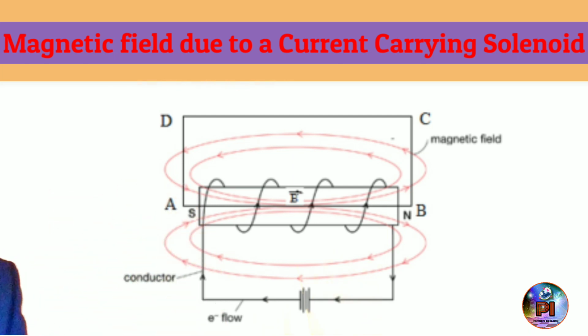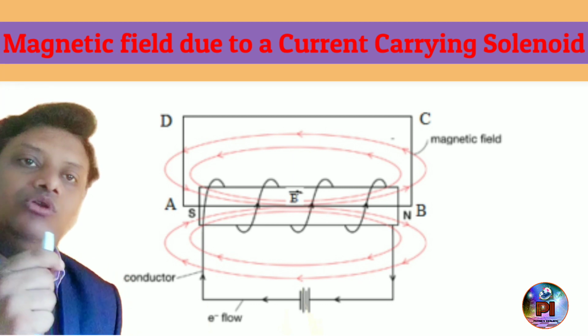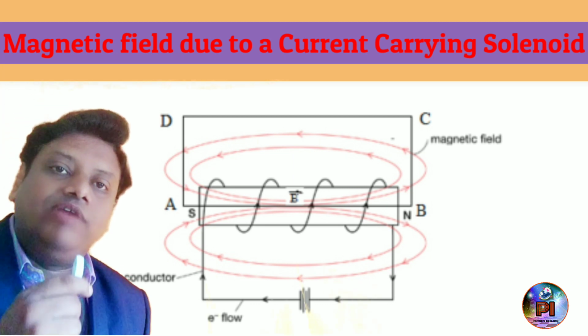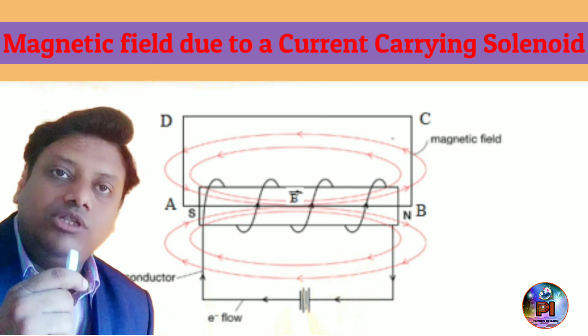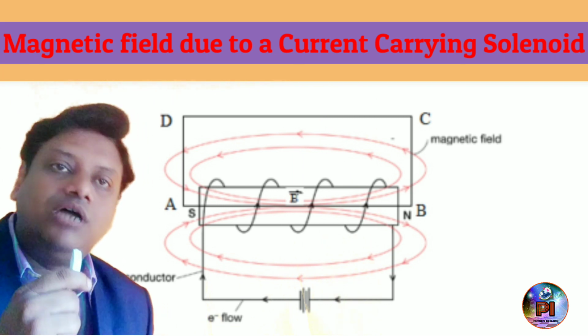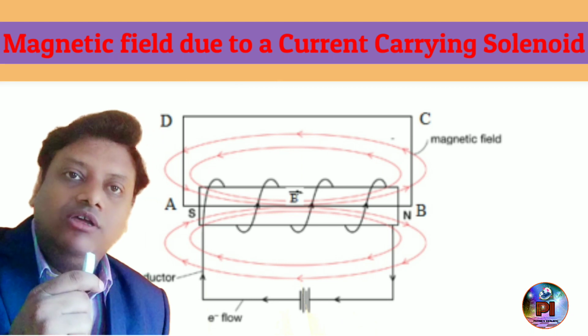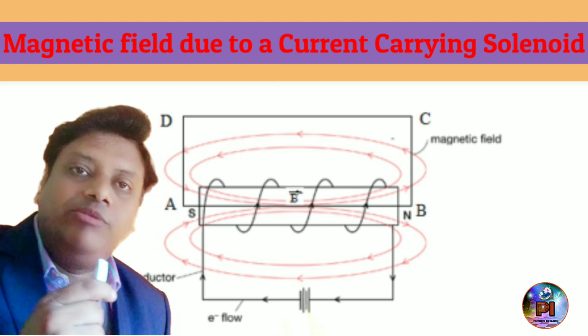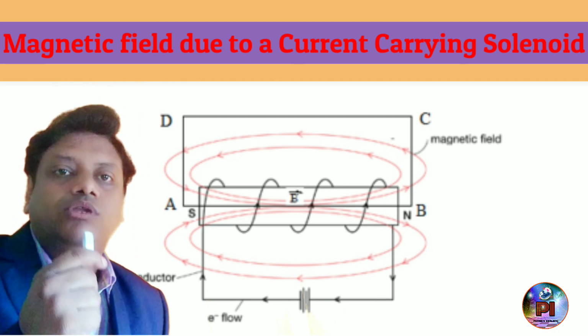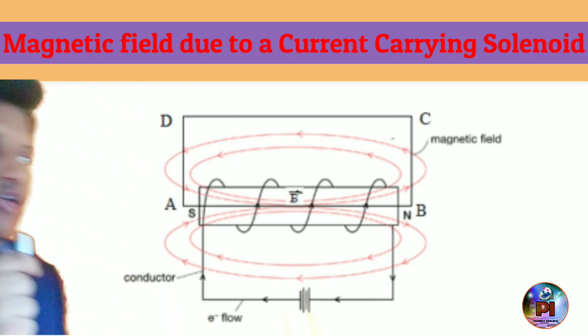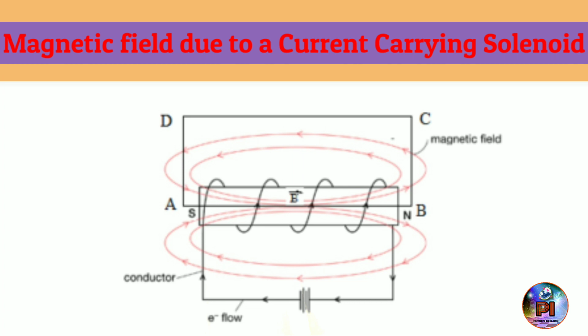We need to find out the magnetic field due to this solenoid at a point which is located well inside the solenoid. We are not considering the field which is present outside, because outside the field is very weak. We have to find out only the magnitude of the magnetic field which is present inside the solenoid at a particular point. So for this we have imagined one rectangle ABCD. Now we come to the derivation part.